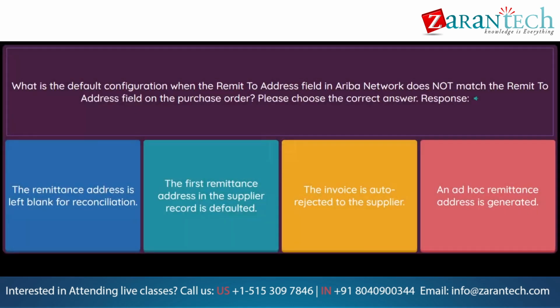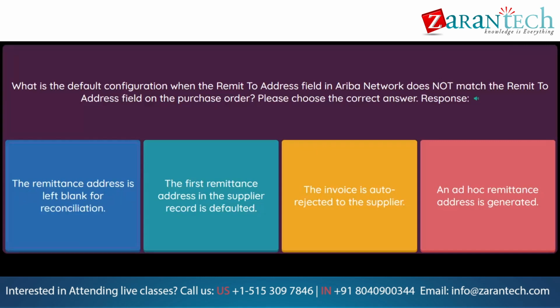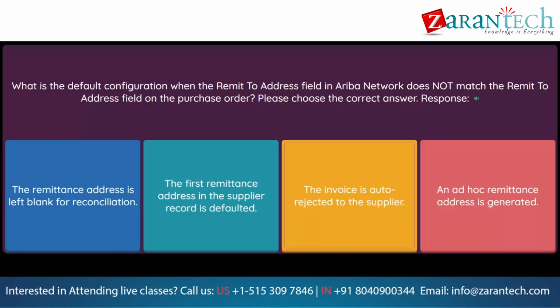Question: what is the default configuration when the remit to address field in Ariba Network does not match the remit to address field on the purchase order? Please choose the correct answer. Response. Option 1: The remittance address is left blank for reconciliation. Option 2: The first remittance address in the supplier record is defaulted. Option 3: The invoice is auto-rejected to the supplier. Option 4: An ad hoc remittance address is generated.